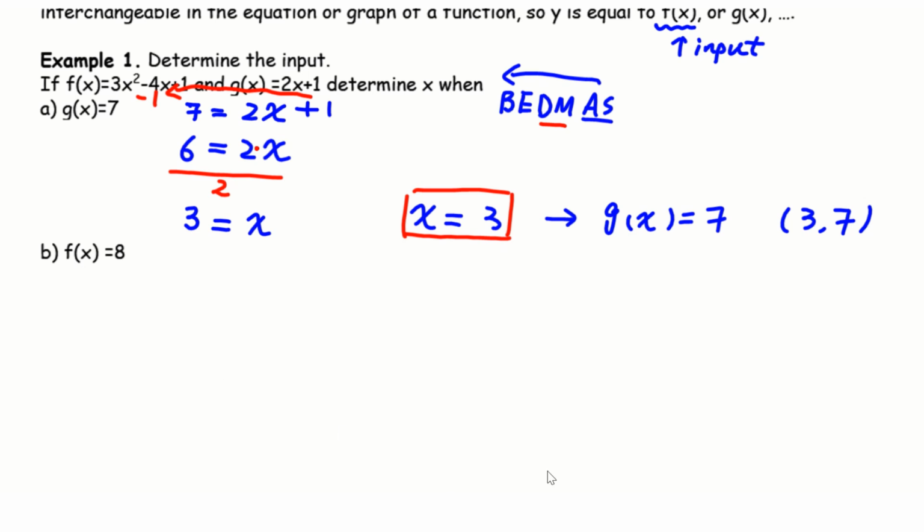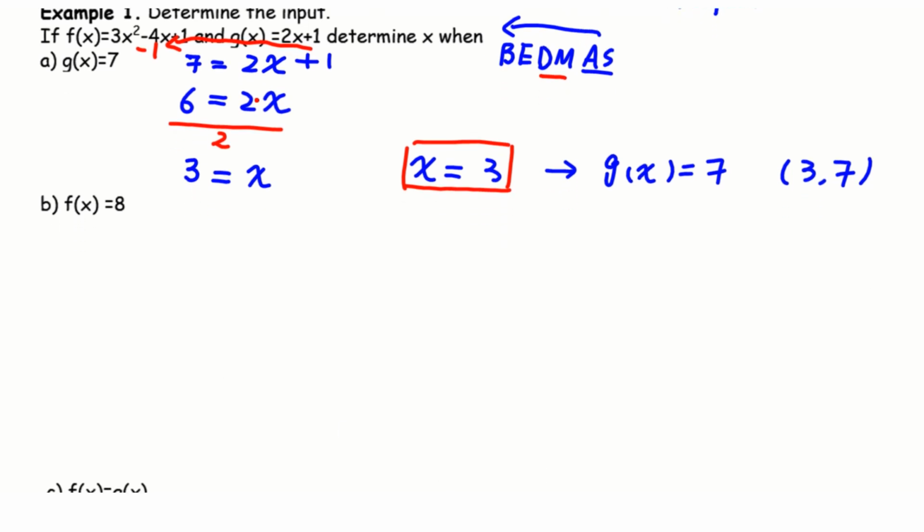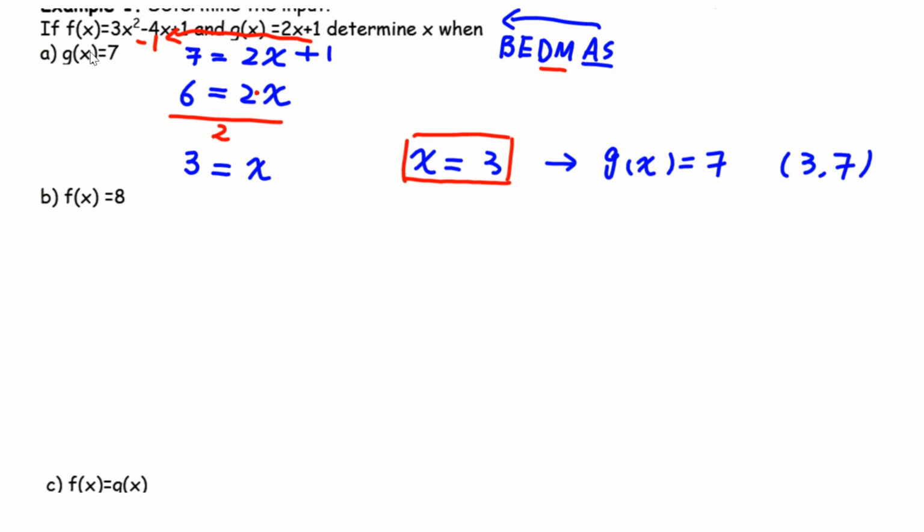So we are going to do the next question. F at x equals 8. So look at the function f instead of function g. F at x equals 8, so replace f at x with 8. The output y value is 8. And look at this equation, you will see this is not linear because the highest degree is 2. So it is a quadratic equation.